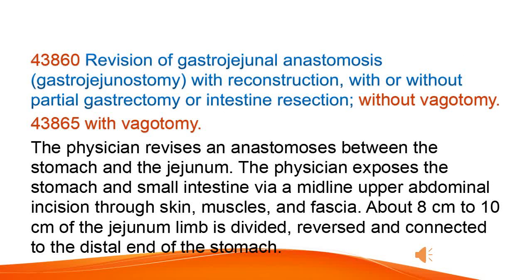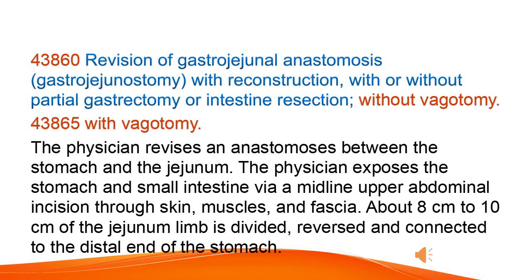Revision of gastrojejunal anastomosis, gastrojejunostomy, with reconstruction, with or without partial gastrectomy or intestine resection, without vagotomy. With vagotomy, the physician revises an anastomosis between the stomach and the jejunum. The physician exposes the stomach and small intestine via a midline upper abdominal incision through skin, muscles, and fascia.